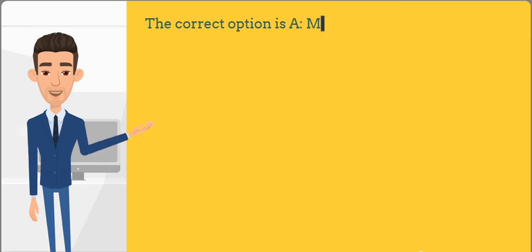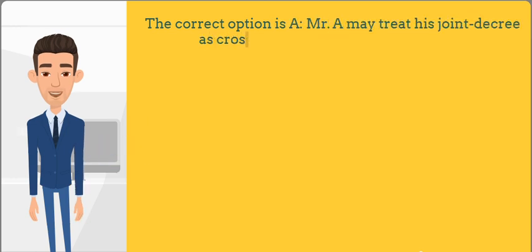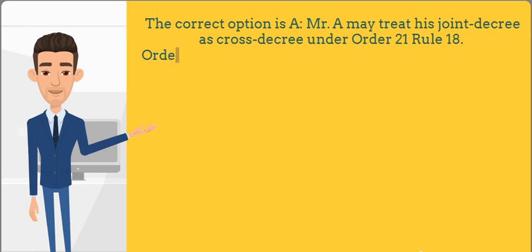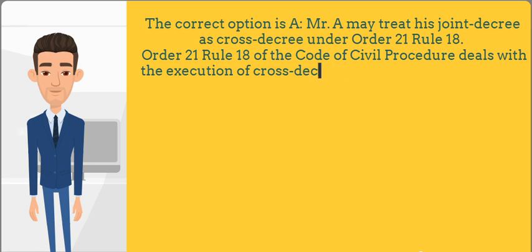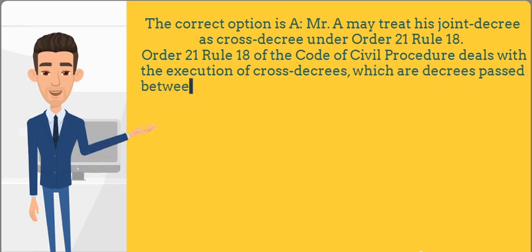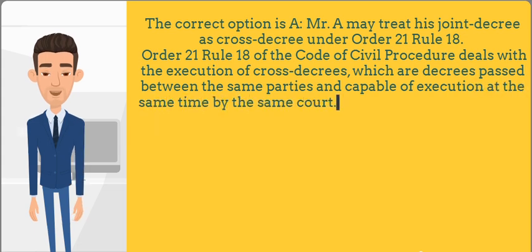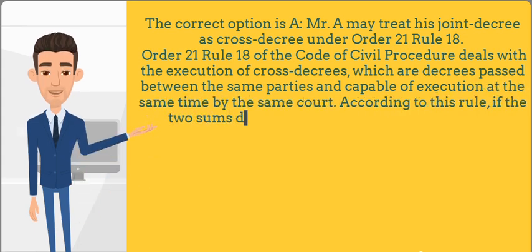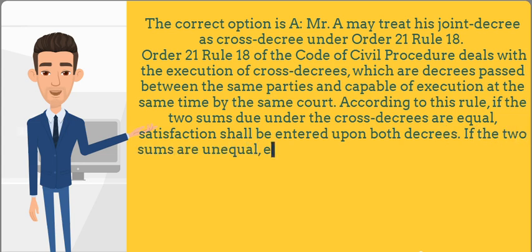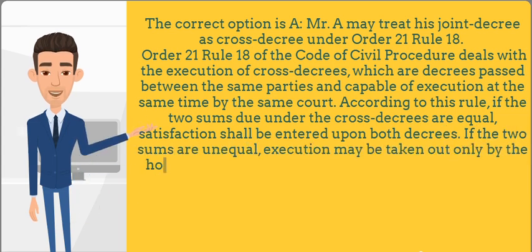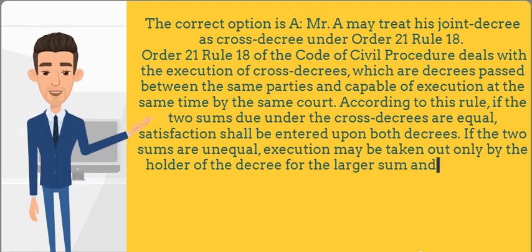The correct option is A, Mr. A may treat his joint decree as cross decree under Order 21 Rule 18. The explanation is as follows. Order 21 Rule 18 of the Code of Civil Procedure deals with the execution of cross decrees, which are decrees passed between the same parties and capable of execution at the same time by the same court. According to this rule, if the two sums due under the cross decrees are equal, satisfaction shall be entered upon both decrees.